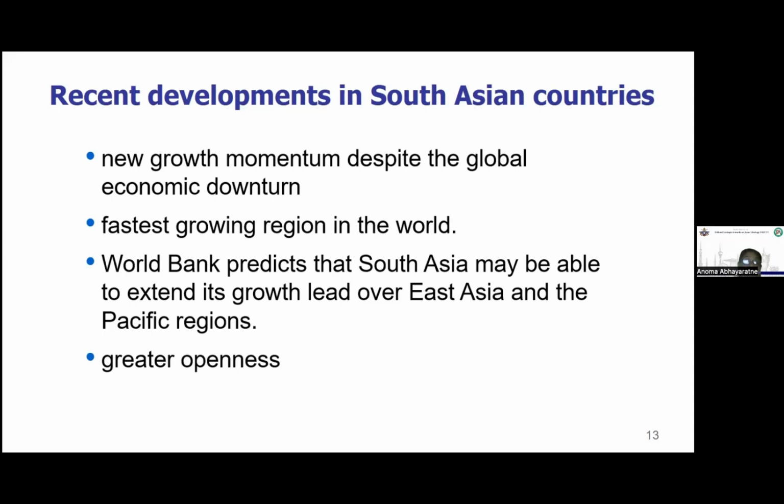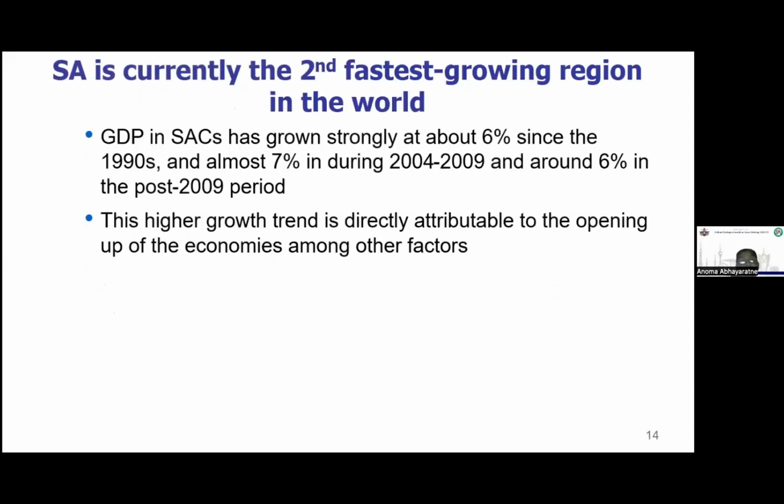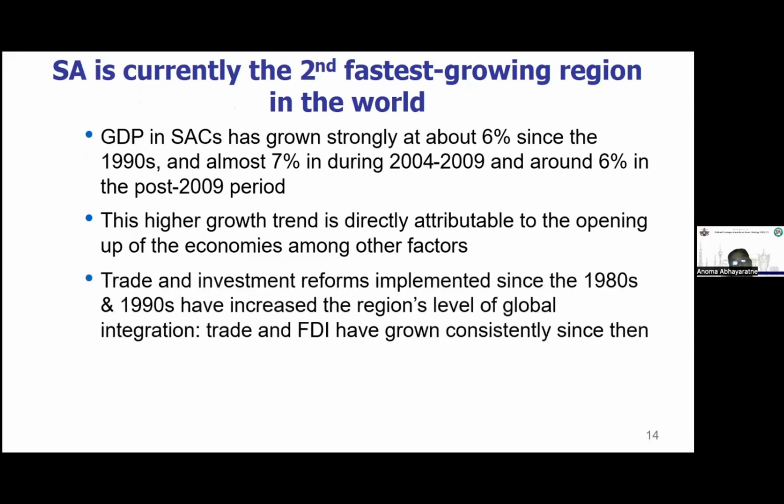All these countries have opened to the world, so we have a great openness. All these countries have grown rapidly in the 1990s. It continued during the early 2000s and around 6% in the post-2009 period. These higher growth rates achieved by those countries can be a result of openness. What do we mean by openness?